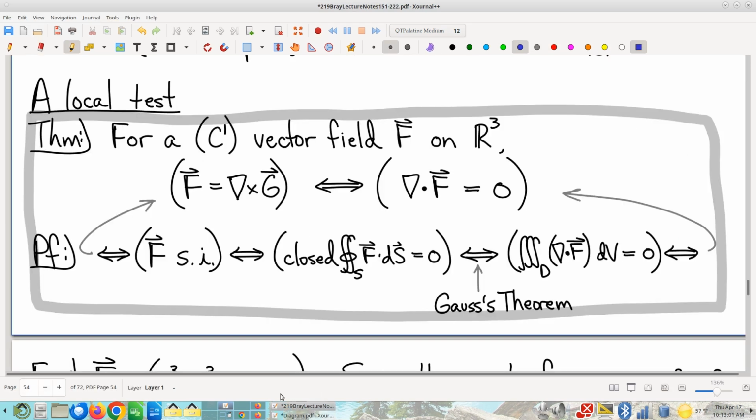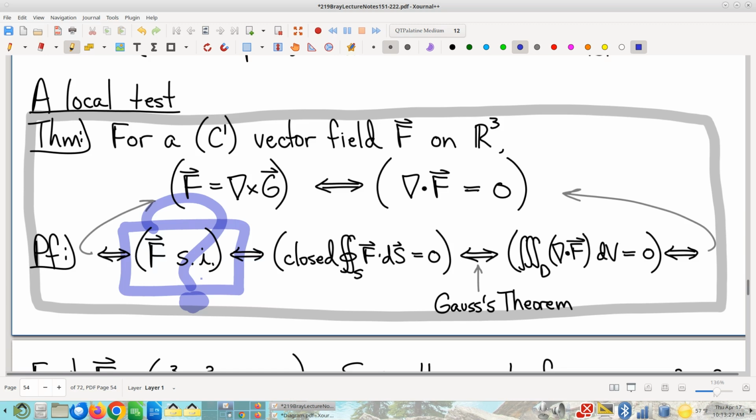Okay, so let's see an example. By the way, we do have now our nice local test. If you have a vector field and you want to know, is that vector field surface independent? Useful, very useful property to have, by the way. Pretty awesome when you know a vector field is surface independent. It means you get to change the surface almost to whatever you want. It's almost too good to be true, right?